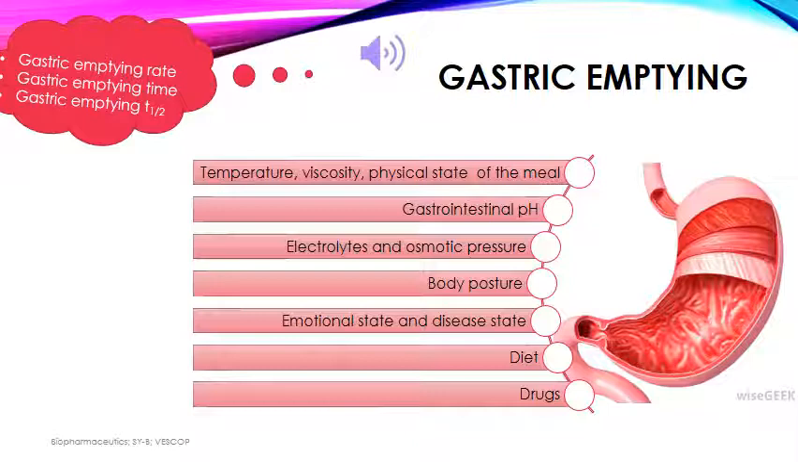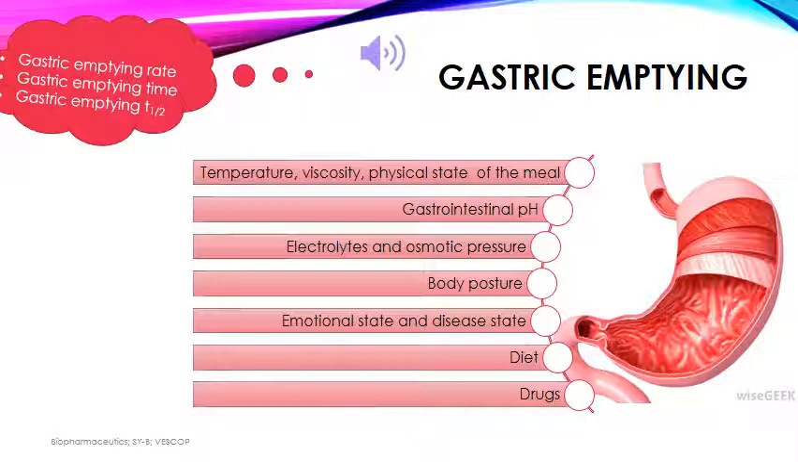Now, as I've just mentioned, most of the drugs get absorbed in the intestine. This is why we can say that gastric emptying is a rate limiting step in drug absorption for the majority of the drugs. So generally speaking, the faster the gastric emptying, the more the bioavailability.